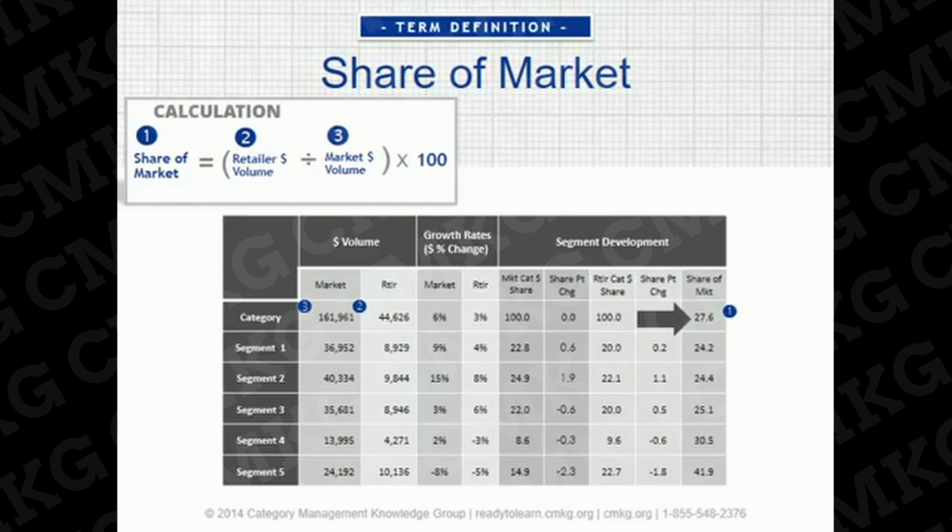Let's review these share of market numbers. This retailer has a 27.6 share of the category in the market, or in other words, represents 27.6% of total category dollar sales in the market. Retailer shares of market at a segment level that are lower than total category share represent segments that are underdeveloped, like the ones highlighted in red. Retailer shares of market at a segment level that are higher than total category share indicate highly developed segments, like the ones highlighted in green.